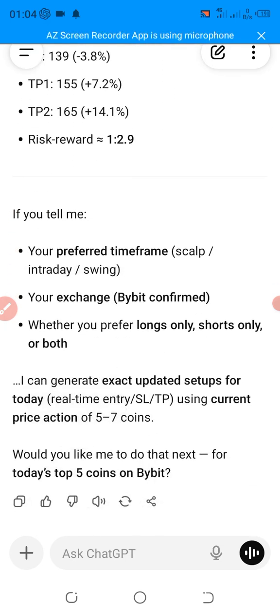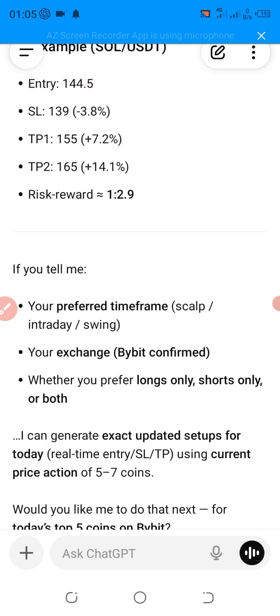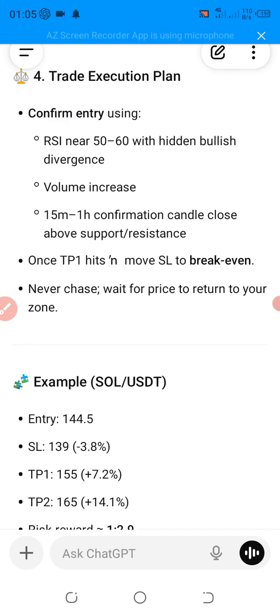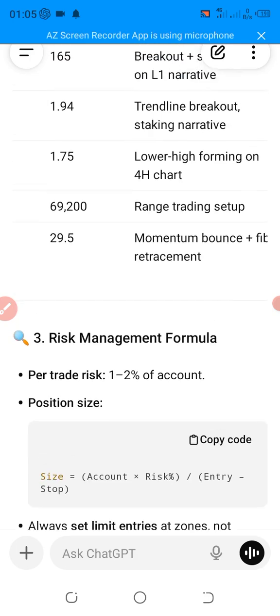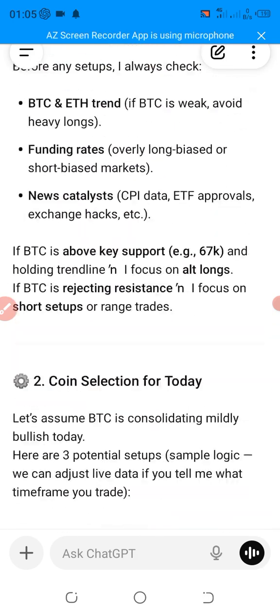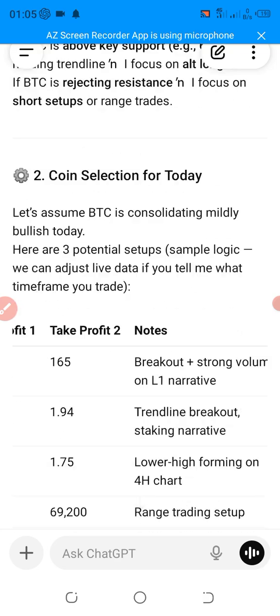It says if you tell me your preferred time frame, scalp, intraday or swing, for example, and whether you prefer long only, short only, or both, I can generate an exact updated setup for today. You can see, if you want it to give you a setup for the top 5 coins, it will give you. So these are ways to generate signals by yourself. You don't need to buy any signal. You can do this by yourself.